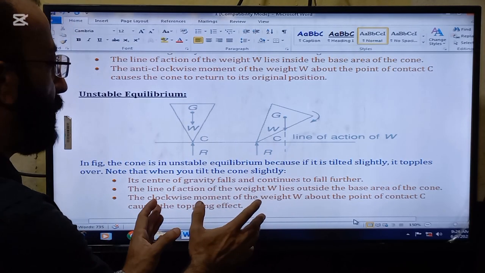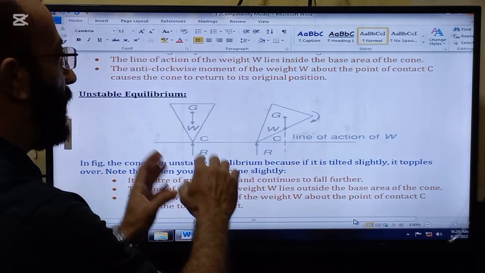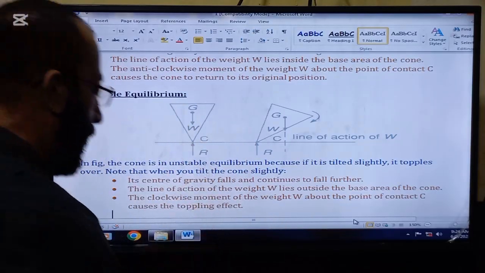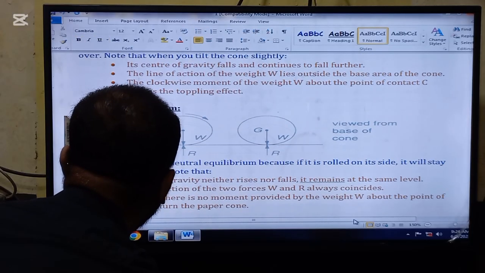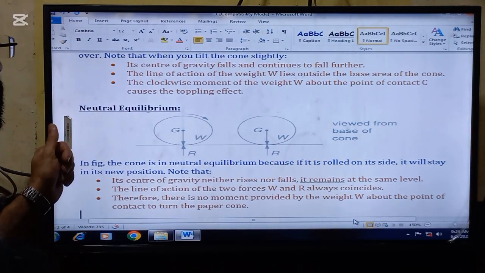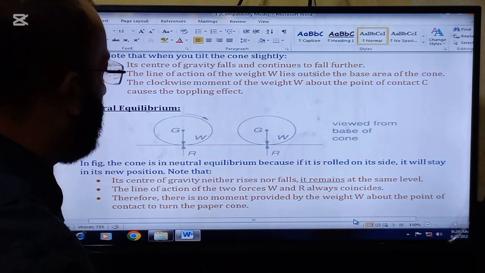So these are the three properties. Whenever these three properties apply on any object, that object comes into unstable equilibrium. The next type is neutral equilibrium. This is a type of neutral equilibrium.